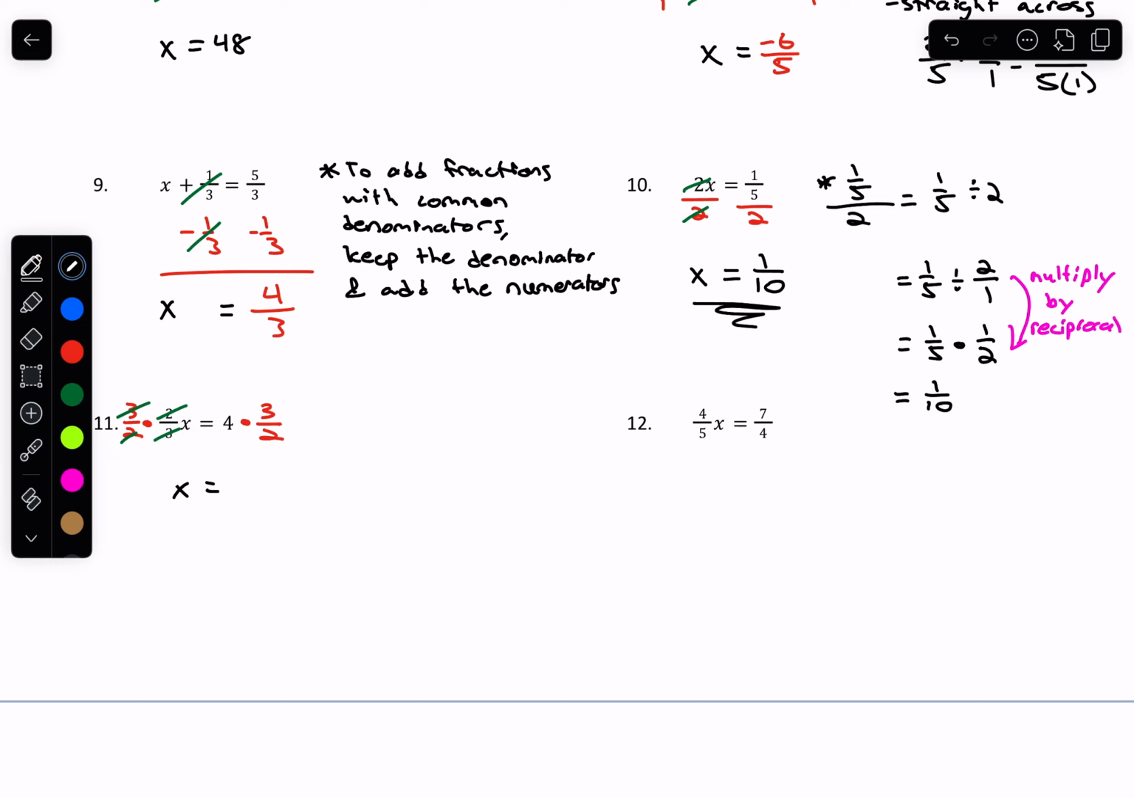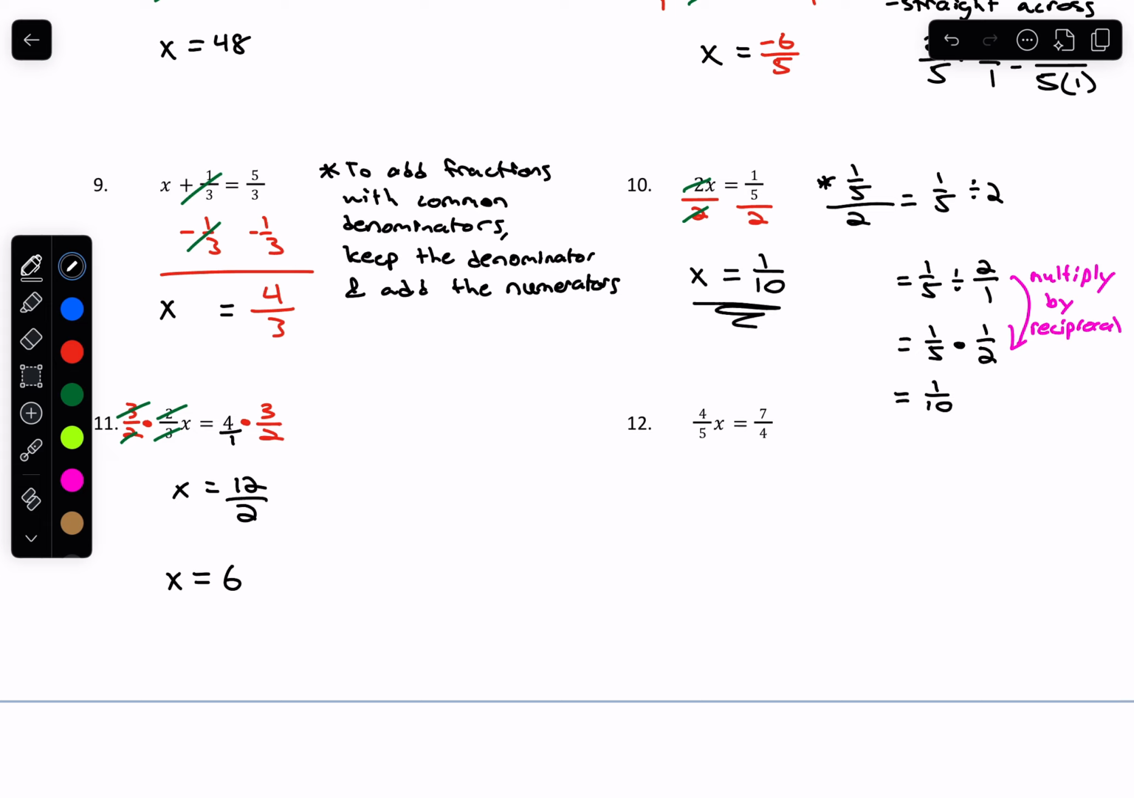Remember that 4 times 3 over 2 is really 4 over 1 times 3 over 2. So on top we multiply, 4 times 3 is 12, and on bottom 1 times 2 is 2. So then I need to simplify my answer. 12 over 2 is equal to 6.